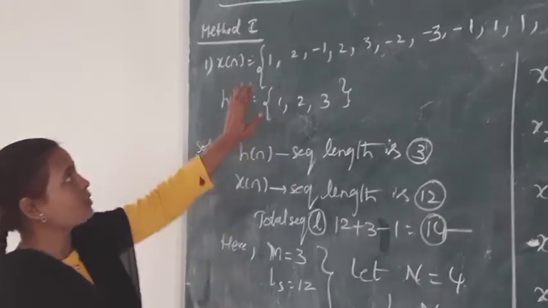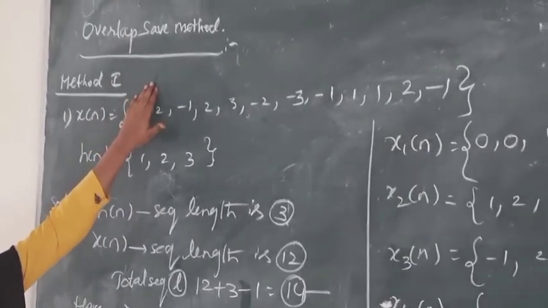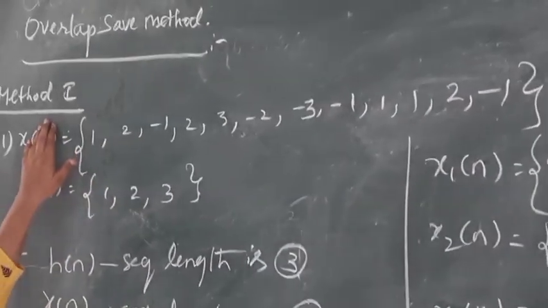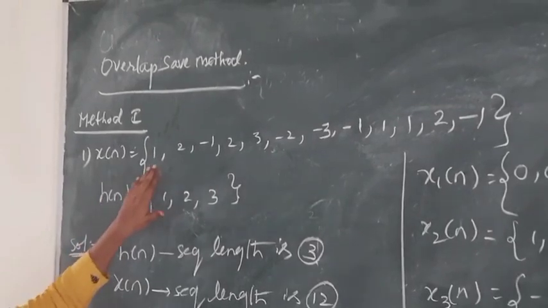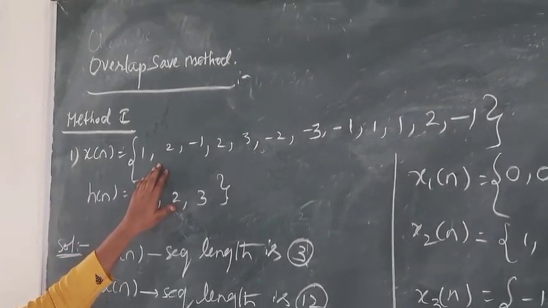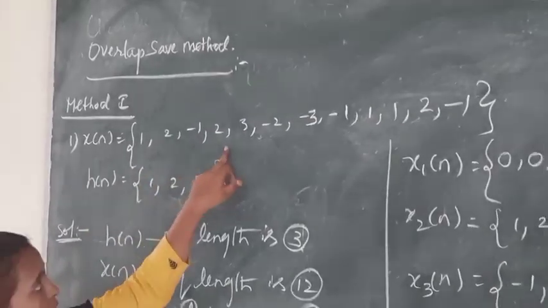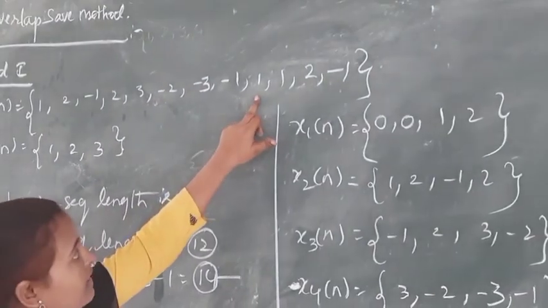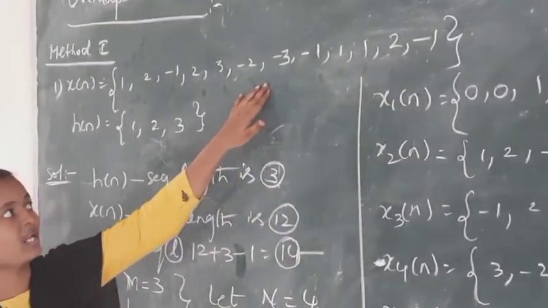Today's topic is the overlap save method. In this overlap save method, there are two methods. First, we have to observe the first method. This is the given question, x of n. X of n is equal to the given sequence 1, 2, minus 1, 2, 3, minus 2, minus 3, minus 1, 1, 1, 2, minus 1. This is the given input sequence.